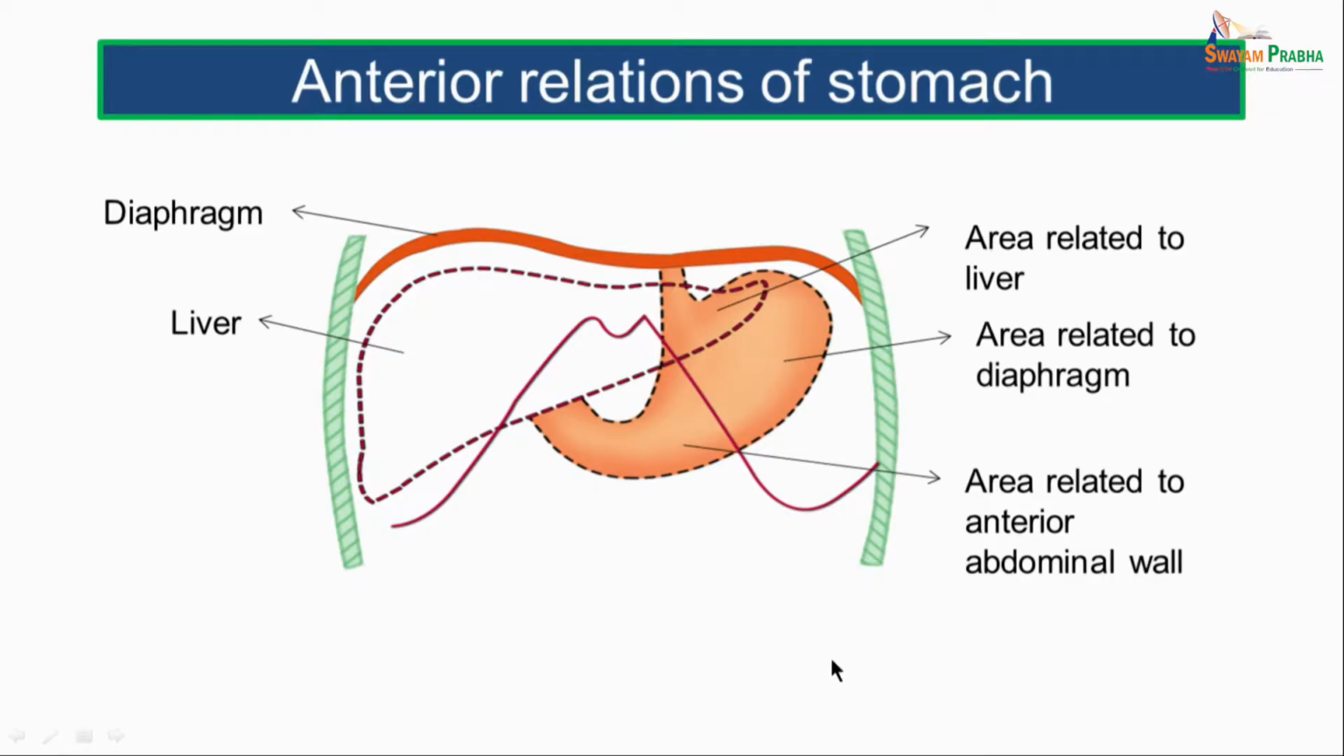This is a picture which shows us the anterior relations of the stomach, formed by left lobe of liver and part of the quadrate lobe of liver, then a large area which is formed by the diaphragm and an area which is directly lying behind the anterior abdominal wall. These three, liver, diaphragm and anterior abdominal wall, form the anterior relations of the stomach, and in case the stomach is completely empty, then yes, the transverse colon also forms an anterior relation.